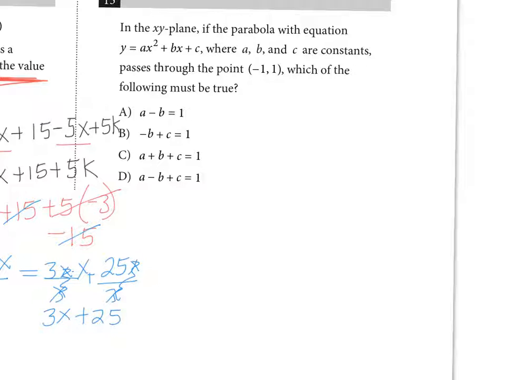It says A, B, and C are constants. What is a constant? It's a number. It's a whole number, right? It's a constant. It's a number. So the graph passes through the point -1, 1. Which of the following must be true?